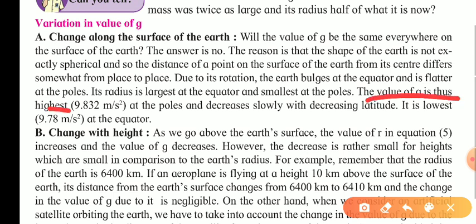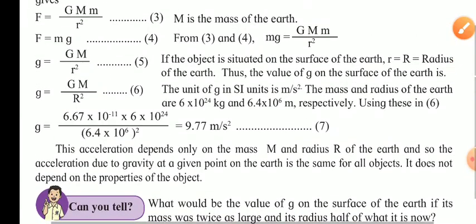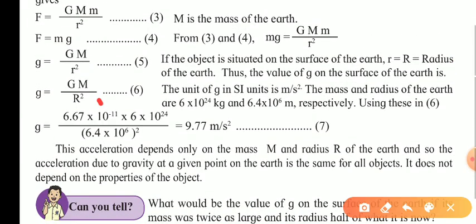g is the highest at the poles, and 9.78 at the equator, which is the lowest value. There is a difference because the poles have a lesser radius as compared to the equator, and if you look at the formula, there is r in the denominator, which means if the value of r reduces, just like at the poles, then the value of g will be higher.